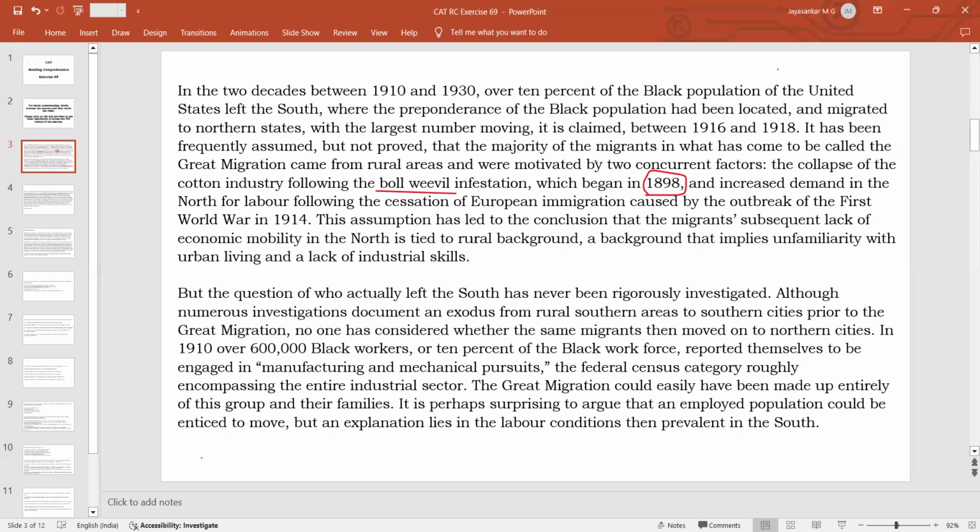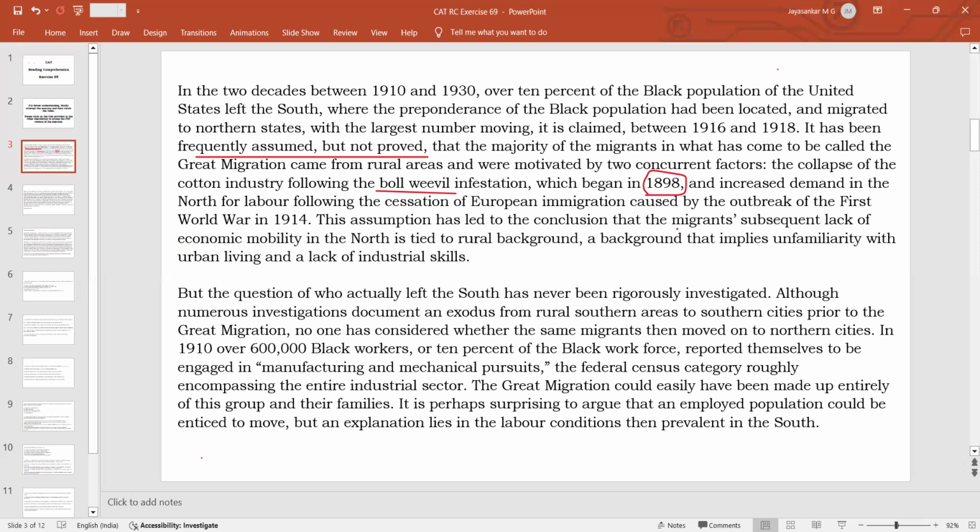So the passage very clearly says that it has been frequently assumed. This is not clearly proved, but assumed, that it is mainly the black people from the rural areas of the southern United States that migrated to the north because of the two reasons. Because of this assumption, the conclusion by the people who did some research was that these migrants who traveled from the rural areas of the southern United States to the northern United States did not succeed economically in the north.